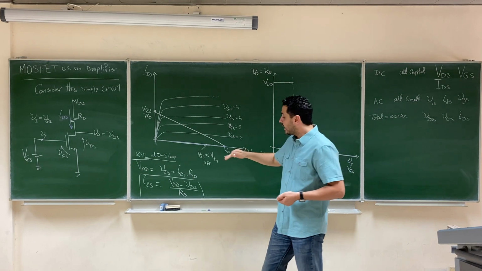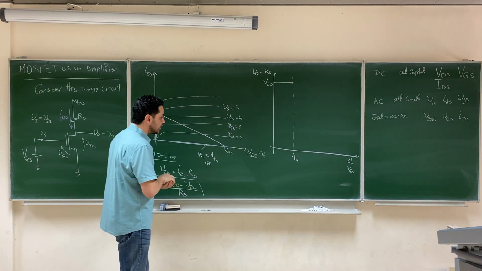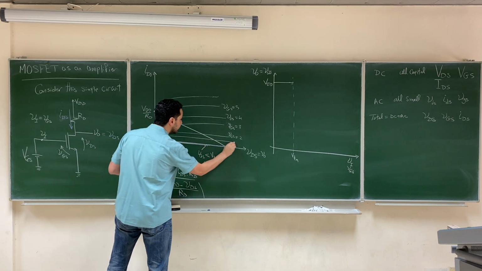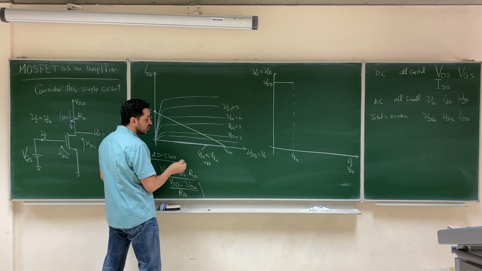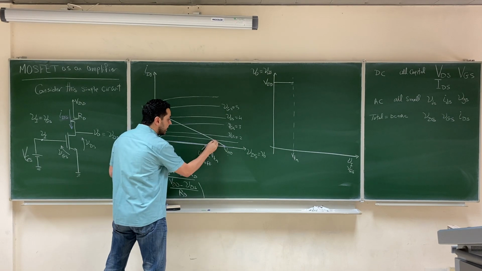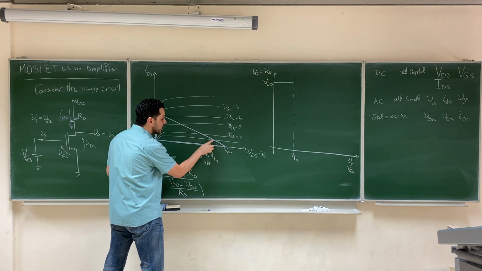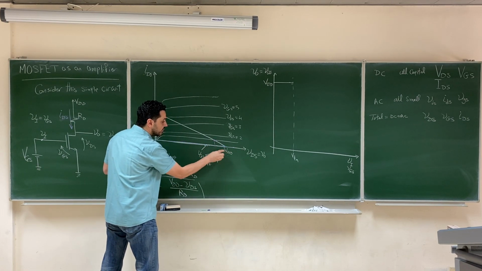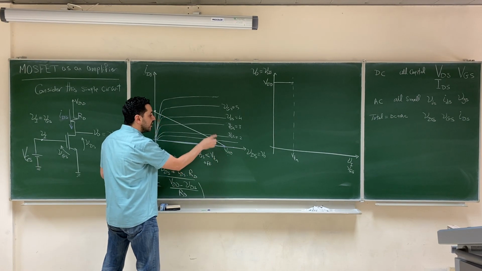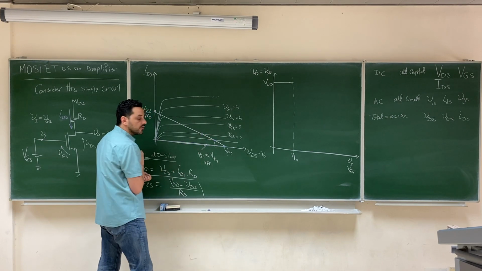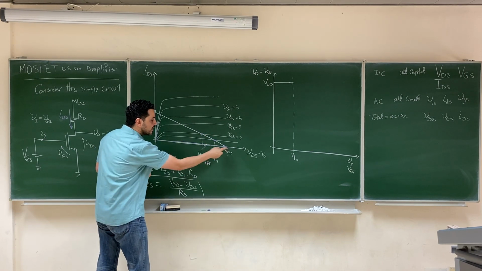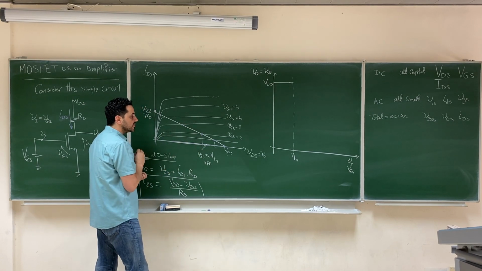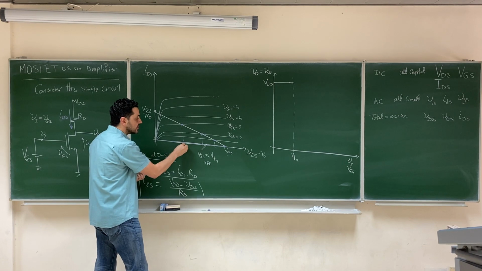And then when you increase VGS above V threshold, the operating point will start to change from here to here, which means that the output voltage will start to decrease from VDD to a certain value. And then when you increase VGS again, the operating point will move to here, which means that the output will decrease again. As you increase VGS, the output keeps decreasing.